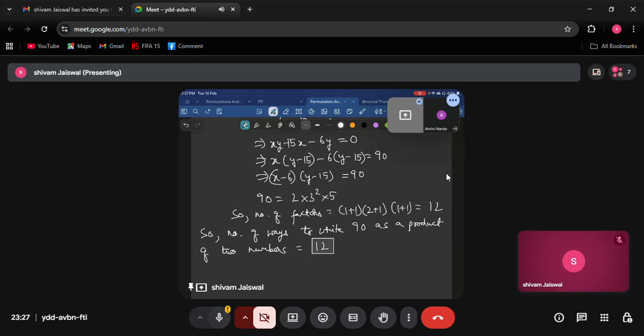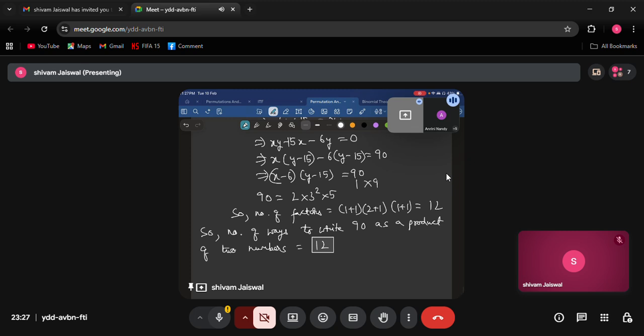Why unordered pairs? Because you have taken 1 into 90 is equal to 90 into 1. That's what I said. Over here, 1 into 90 and 90 into 1 are both different cases. Okay, so it is a different case. Are you getting?